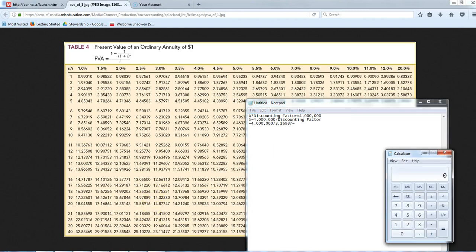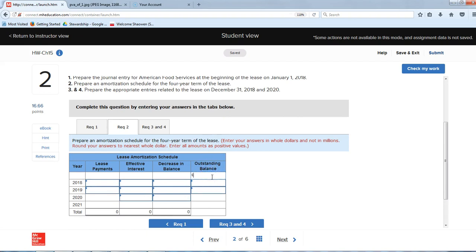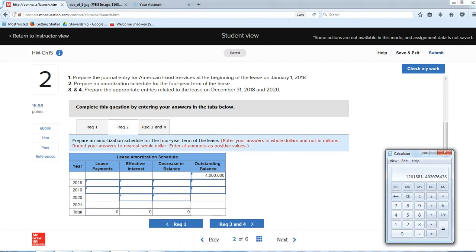So on my calculator, 4 million divided by 3.16987. So each period, the company should pay a lease payment of $1,261,881. So my beginning balance is 4 million, and the first payment at the end of the first year is 1,261,881.